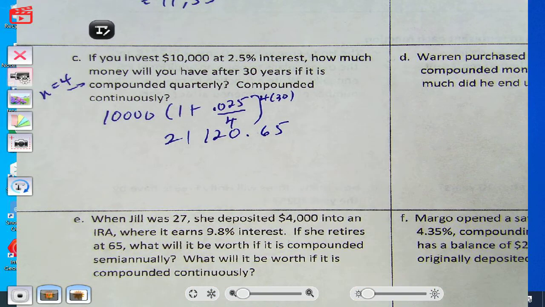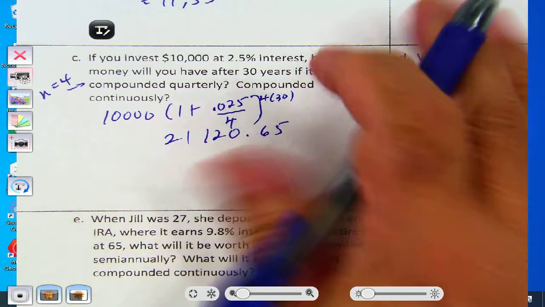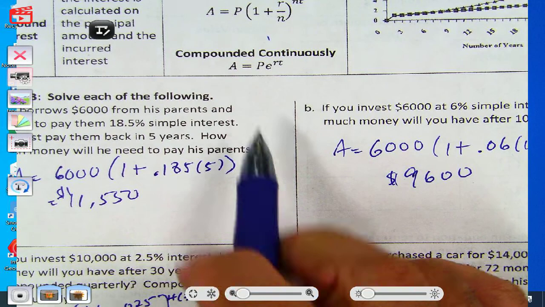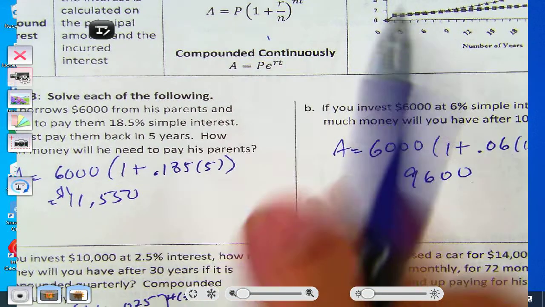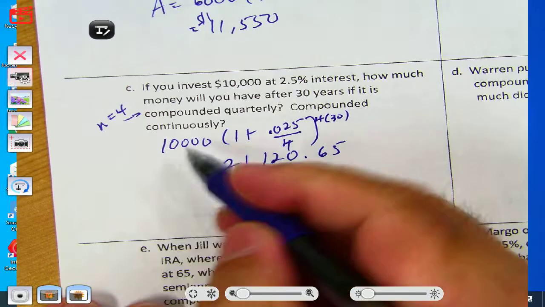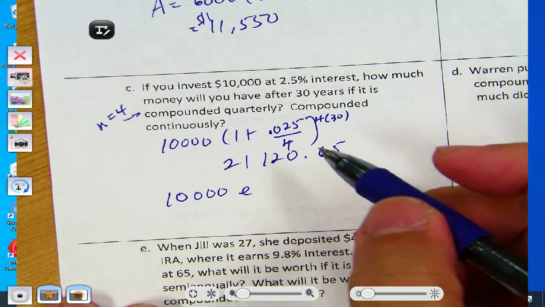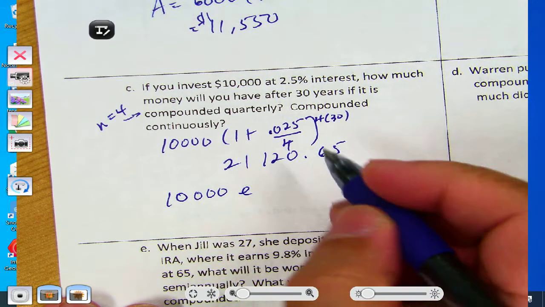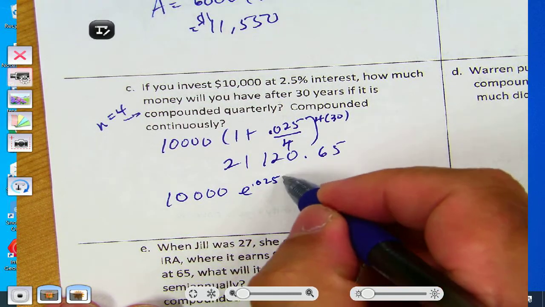Alright. Now, if you're going to compound it continuously, you're going to use the Pert formula. Looks like Pert, right? So the principal is 10,000, times e, you're going to actually use the letter e, raised to the r. r is 0.025. And t is 30, so times 30.